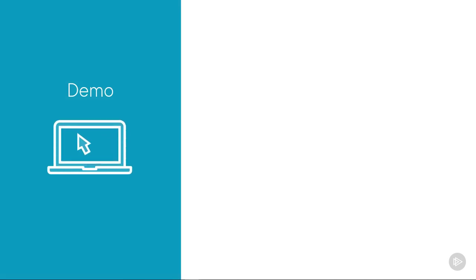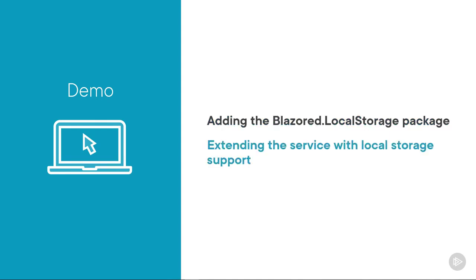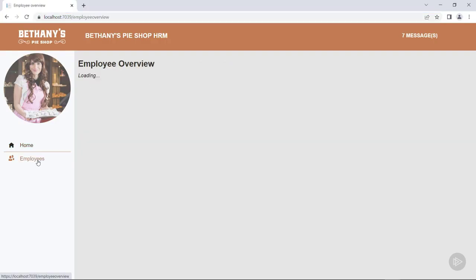Time to see this in a practical way. We're going to bring in the Blazor local storage package first, and then we are going to make the API client service smarter, so it will see if we have the data already available locally.